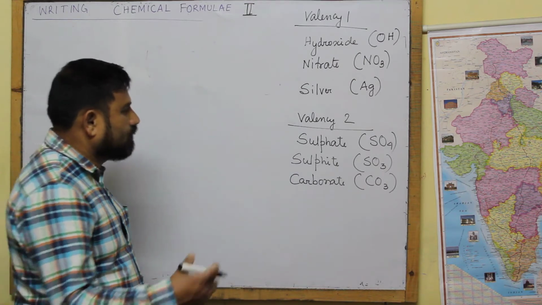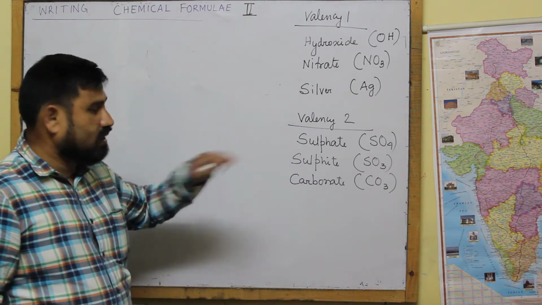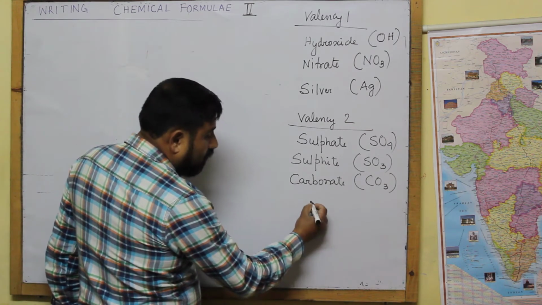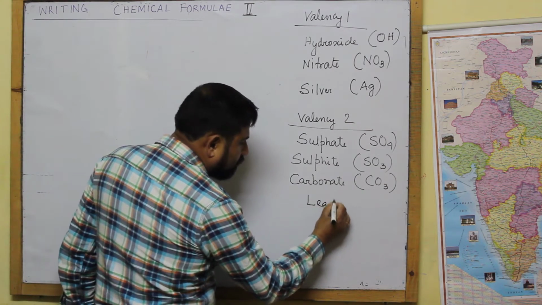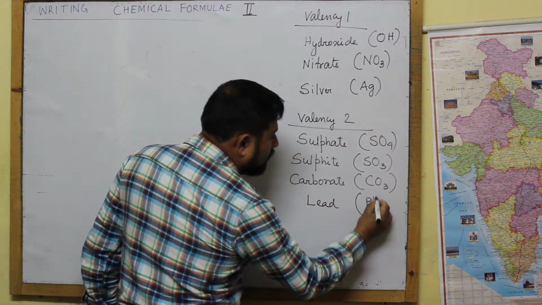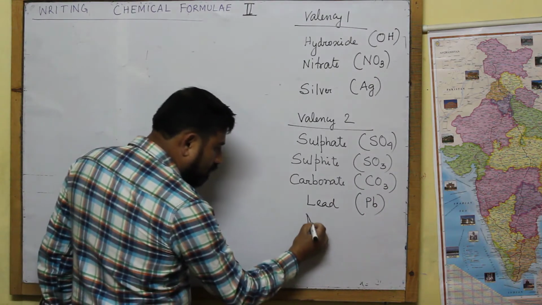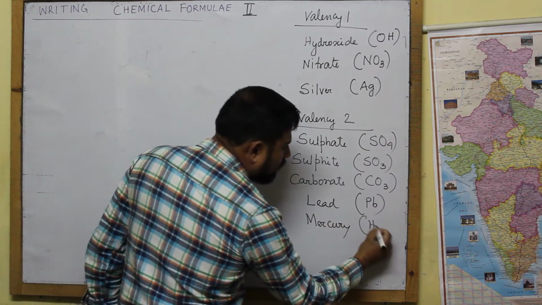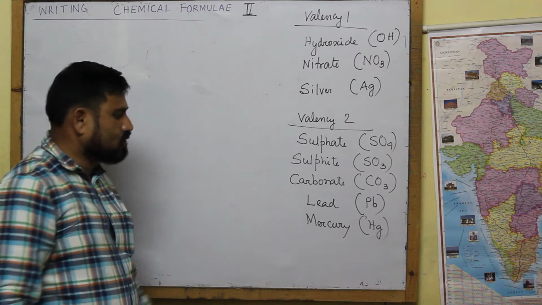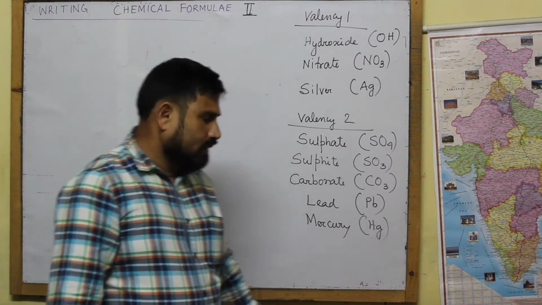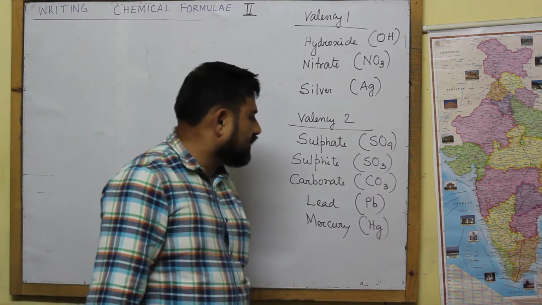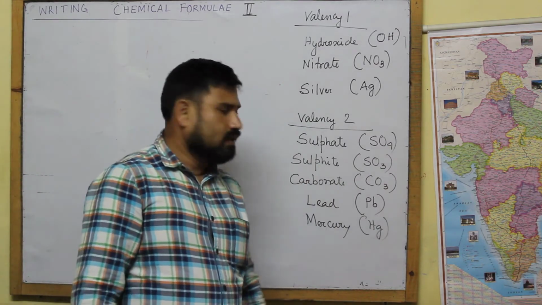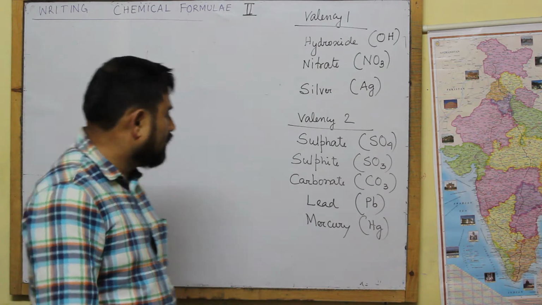Okay, let's go for a few symbols of elements which have valency 2. If you go for lead, symbol is Pb. If you go for mercury, mercury has two valencies, valency 1 and 2, but in most of the cases we will be using valency 2, not 1. Lead, mercury, these are the elements which have valency 2. The common ones which I am saying.